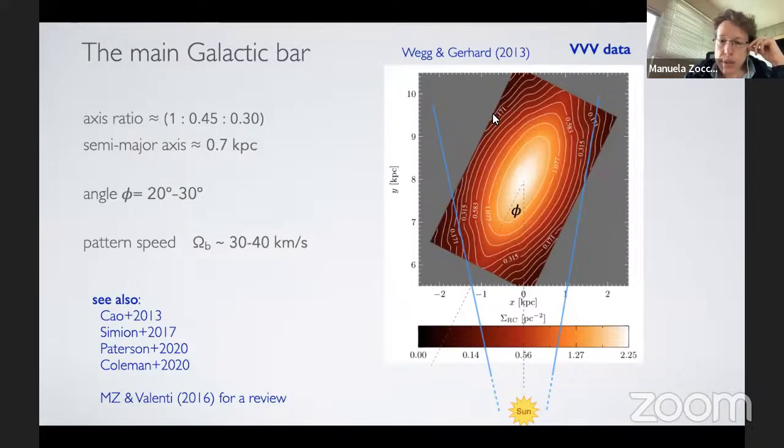The exact parameters of this bar, so the elongation, the axis ratio, and the angle of the major axis with respect to the Sun-galactic center direction, here called phi, have been determined by now many times. So they are pretty robust. And some of the values are written here. The angle is more or less 27 degrees according to the latest measurements.